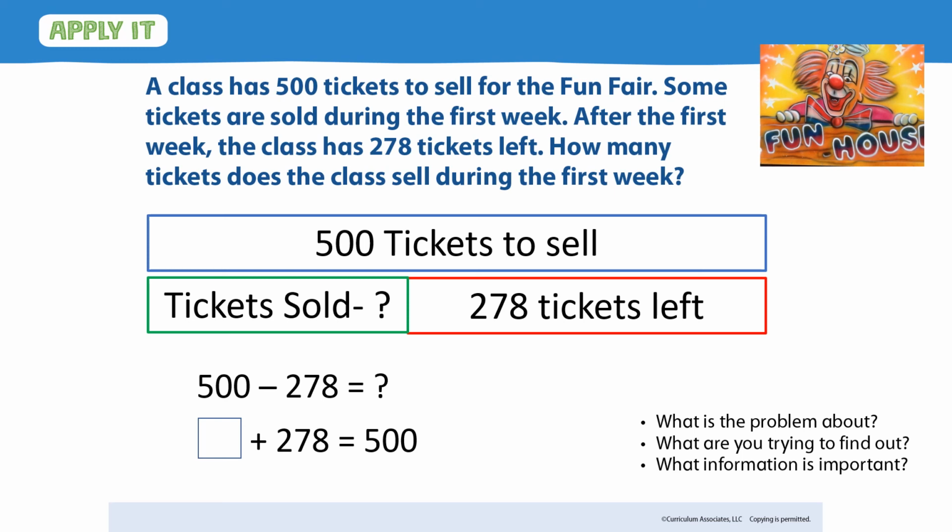Or did you think about it this way? The class has some tickets that they sold. They then had 278 more tickets to sell, so that in the end, they will have sold 500 tickets. So I have some tickets that they sold. There are these tickets that they still have to sell, 278 of them. And if they sell them all, they will have sold 500. So either one of those problems are going to help you solve it. So a subtraction problem or an addition problem.